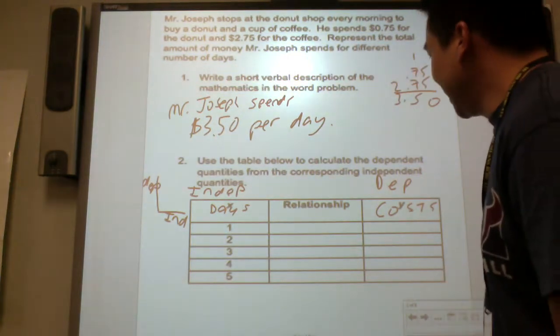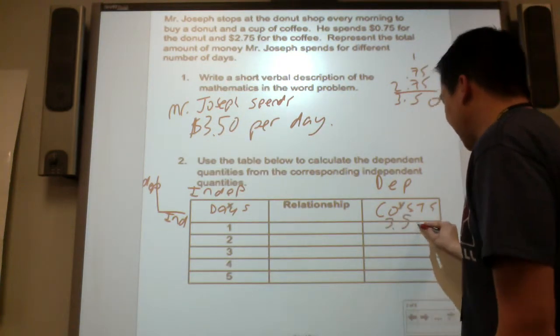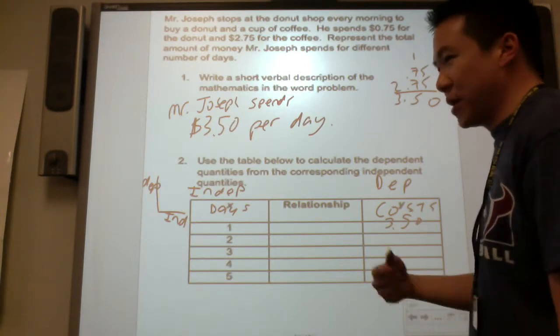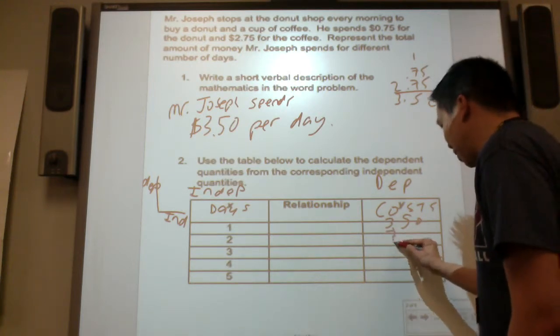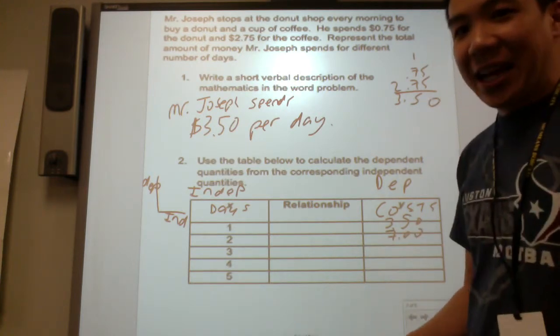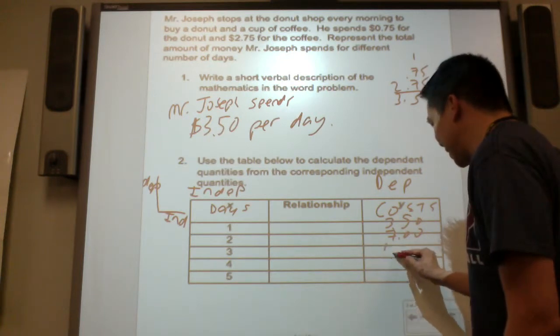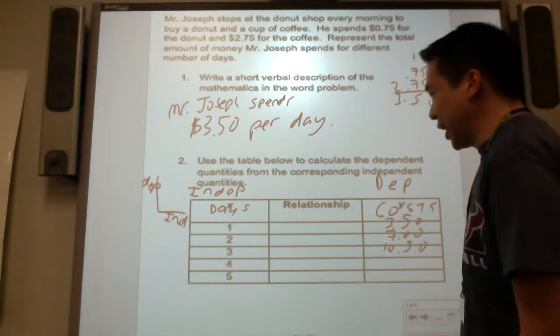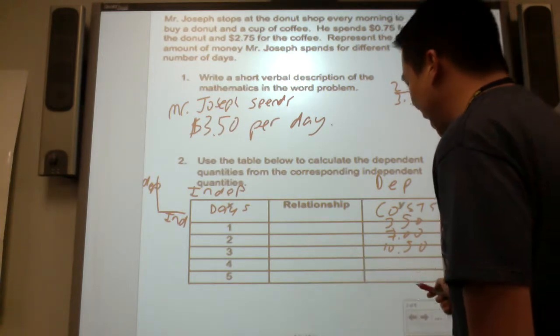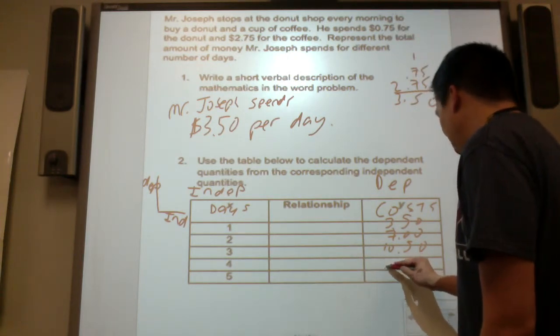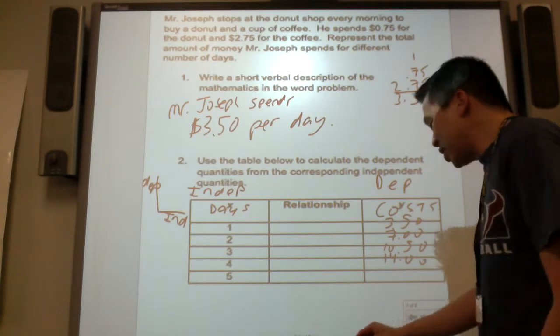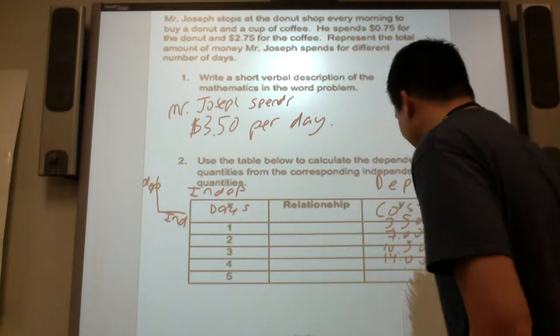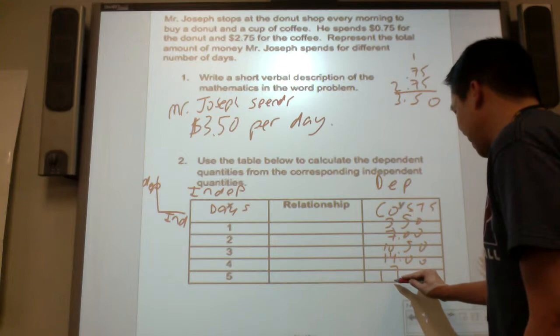So in 1 day, he spends $3.50. In 2 days, he spends $3.50 plus $3.50, which is $7. In 3 days, he spends $10.50. Is there a faster way of doing this instead of adding over and over? In 4 days, he spends $3.50 every day, so it'll be $14. So what is the relationship here? Oh, in 5 days, he'll spend $17.50.